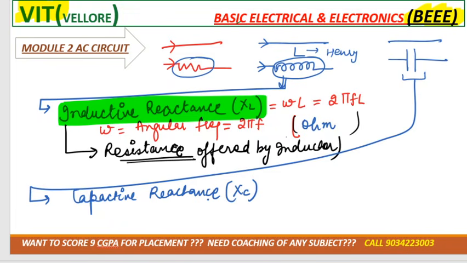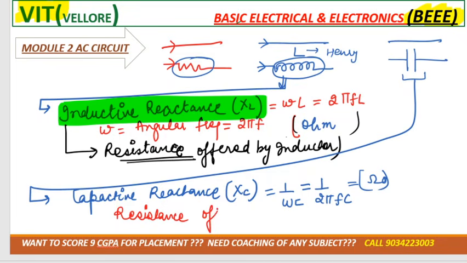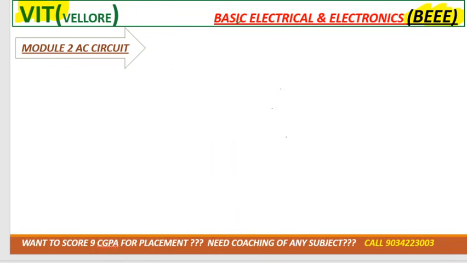XC. So XC is how much? The XC formula is 1 over omega C, and 1 over omega C is 1 over 2 pi FC, and its unit is also ohms. So how can we define capacitive reactance? It is also the kind of resistance offered by a capacitor, right? Understood?